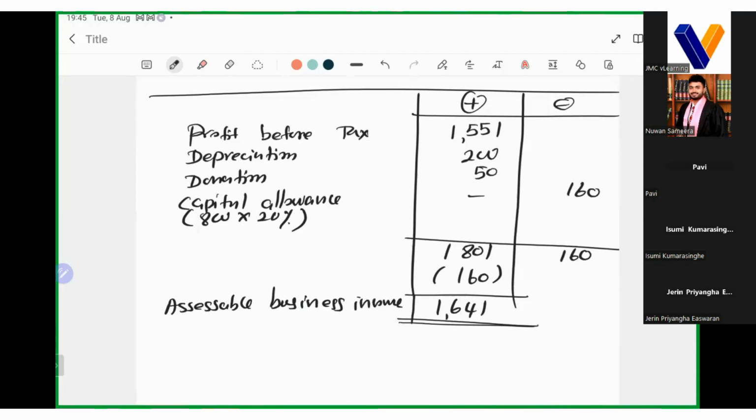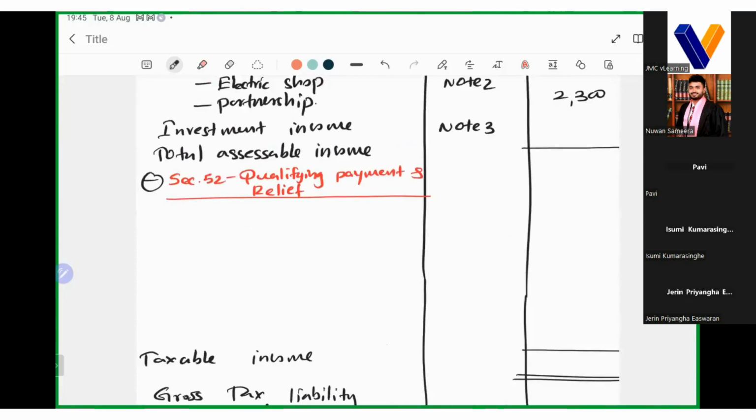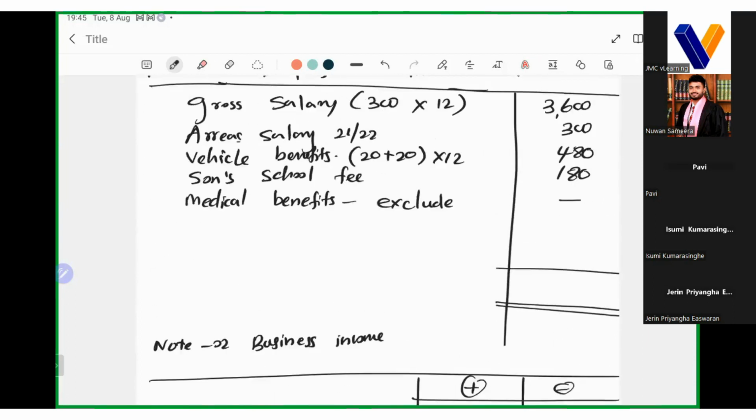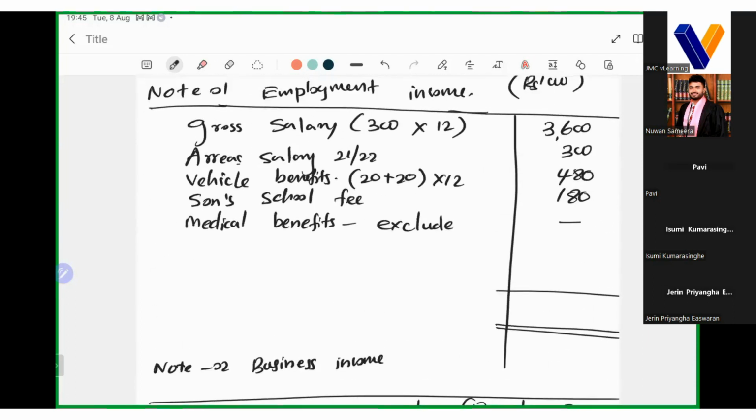Assessable business income is 1,641. Here you can see 1,641. Then you can calculate the employment income as well. Then how much? 4,560.